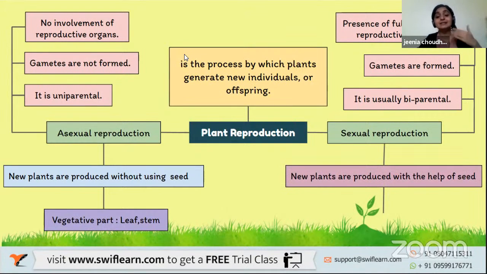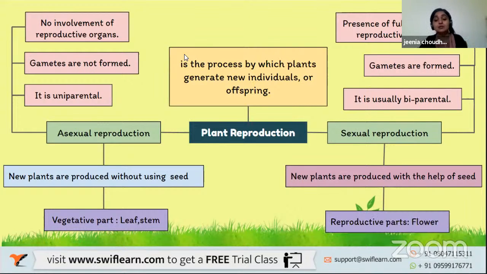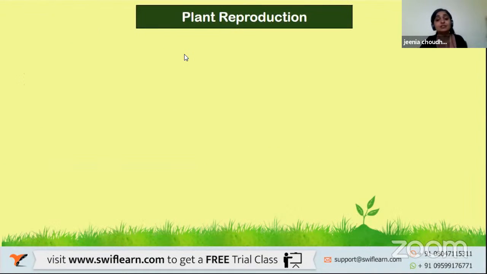On the other hand, in sexual reproduction, seeds are the most important part. Until and unless the seeds from one of the parents reach the other part, the entire process of formation of a new offspring does not start. So new plants are produced with the help of seeds here. Moving further, what are the reproductive parts? The flowers and even the fruits play a very important role in sexual reproduction.